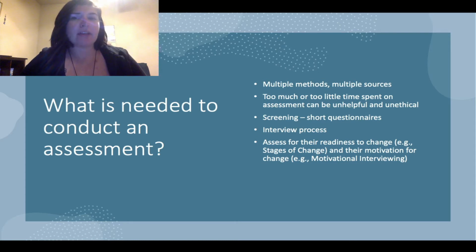Another important component of assessment is to assess for their readiness of change. Are they in denial? Are they in pre-contemplation? Or are they ready to take action in their treatment?